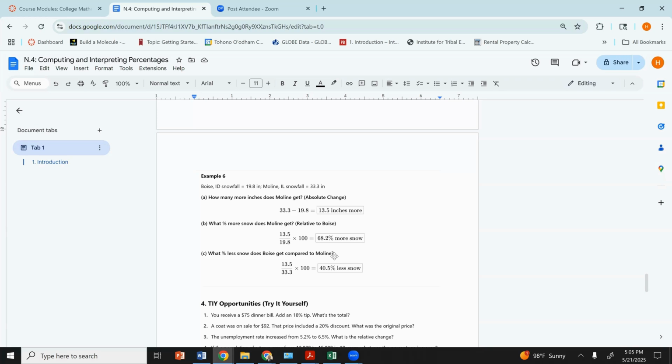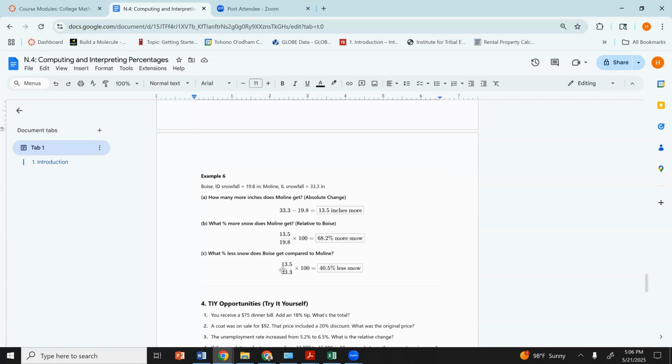All right, so that's easy. It's a relative change. We're comparing the amount of more snow in Moline compared to Boise, Idaho, and we want to know the percentage, so times 100. This gives us 68.2% more snow in Moline than Boise.